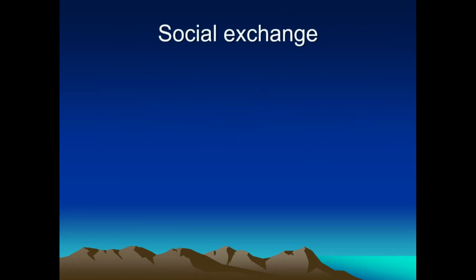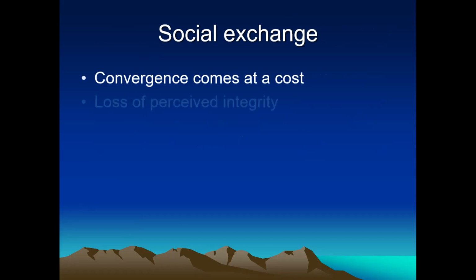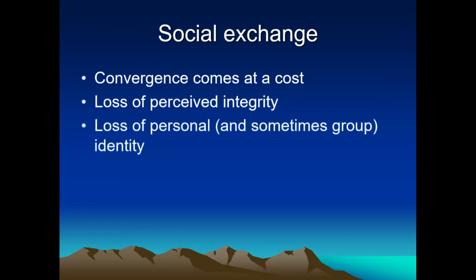Now, moving on from the similarity attraction principle to social exchange. So convergence comes at a cost because it means that you are giving up something, you're giving up yourself or an aspect of yourself to sound like or to behave like another individual. All right. So there is loss of perceived integrity, especially when it is obvious that you're trying to converge, and loss of personal and sometimes group identity.